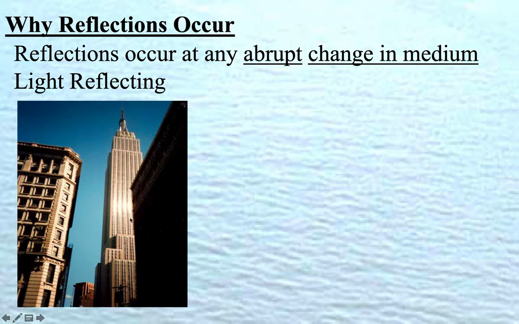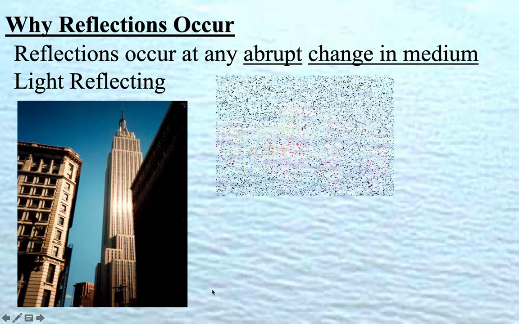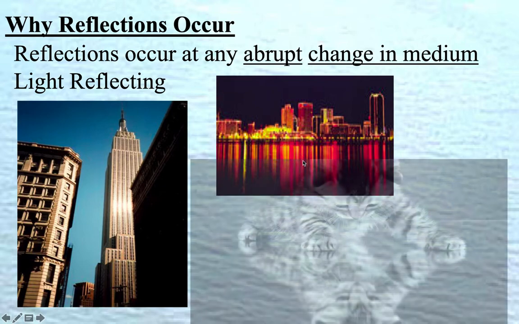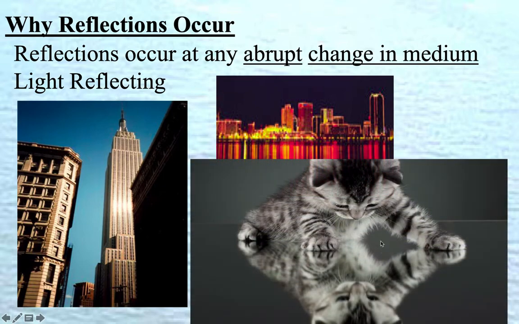Examples here. This is light reflecting off of the windows at a particular angle. Light reflecting off the water. Light actually slows down quite a bit when it hits the water, so that's an abrupt change. It can go through the water, obviously, right? But it reflects off the water. This is light reflecting. That's not very nice. Light reflecting off of a metal coating on the bottom of a sheet of glass. That's a mirror, right? Okay.